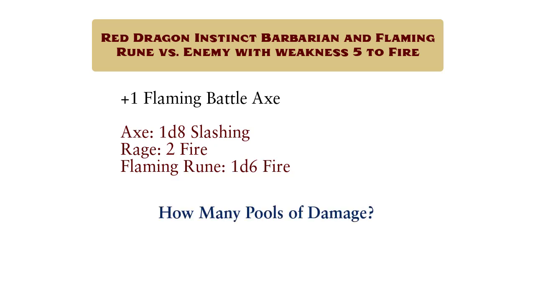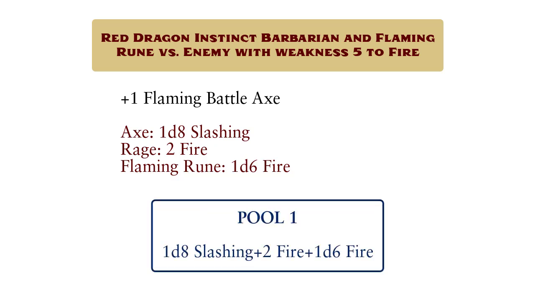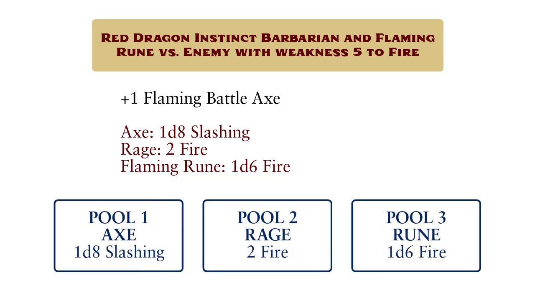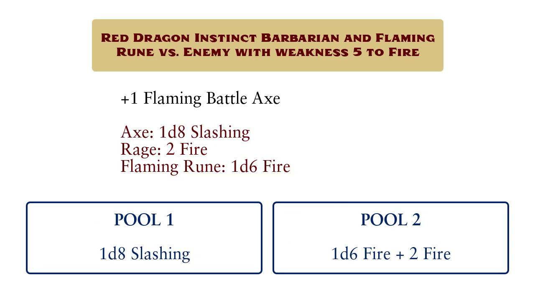So again, the question is, how many different pools of damage do we have here? Some people would say it's one pool of damage because this is all one action and one attack. Some people would say that there are 3 pools of damage here because we have 3 different effects. We have the axe, and then we have the rage, and then we have the Flaming Rune. Again, the methodology that I use is that all types of damage get put into their own pools, regardless of the source. Therefore, we have 2 pools of damage here.